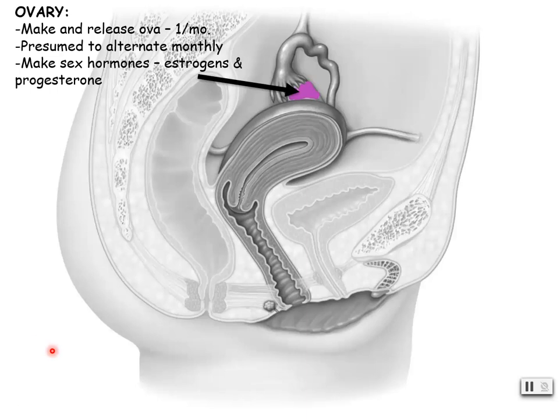Alright, so our primary sex organs, like we said, are the ovaries. And so they make and release 1 ovum per month. And it is presumed that they are going to alternate, first the right, then the left. They really don't know, but they presume that they do. And the job of the ovaries is to make estrogens and progesterone.